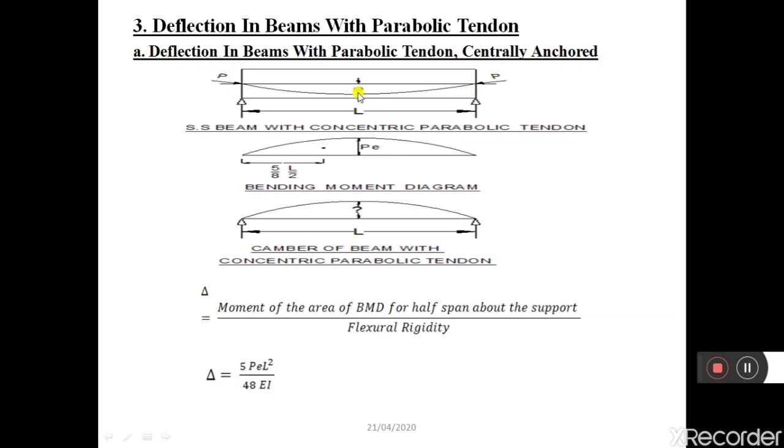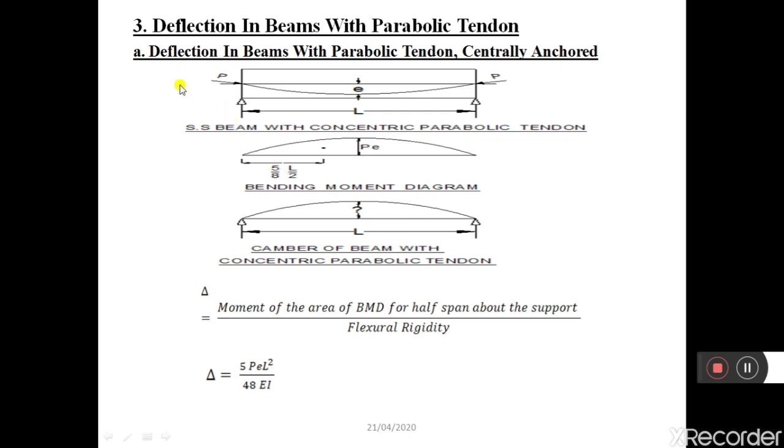Then what will be the bending moment of this? The bending moment is nothing but P into E, that is force into eccentricity. At the support there is no eccentricity, so P into 0 is 0. Here you can see the bending moment diagram. In the bending moment diagram, the bending moment at the supports, here and here, is 0, and the bending moment at the midspan is P into E, force into eccentricity. The eccentricity is E at the midspan, so at the midspan the bending moment is P into E.